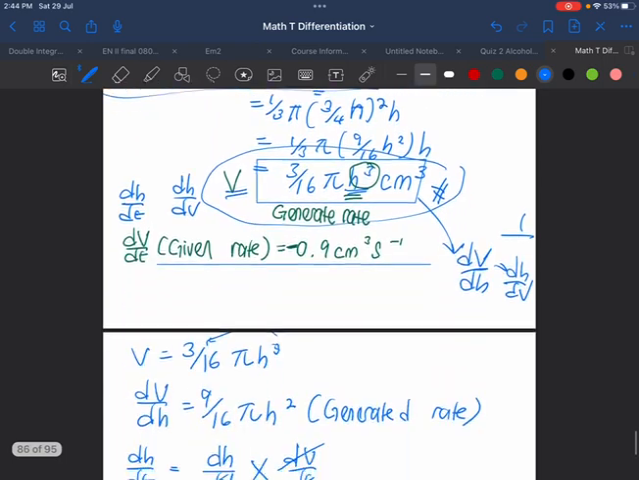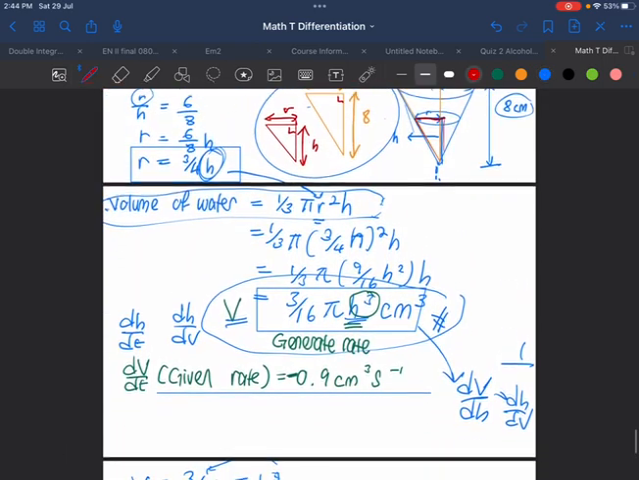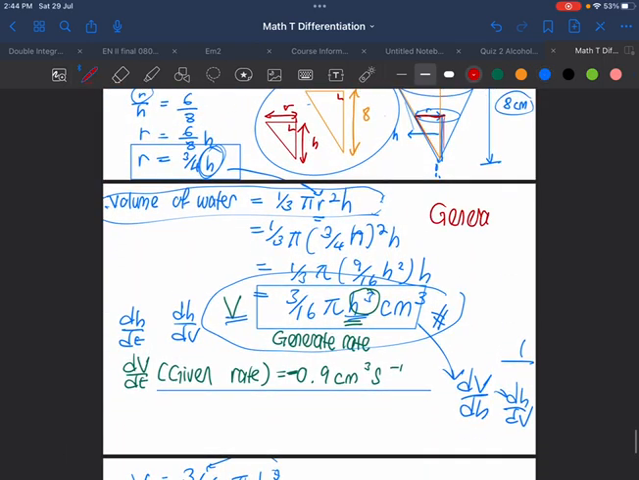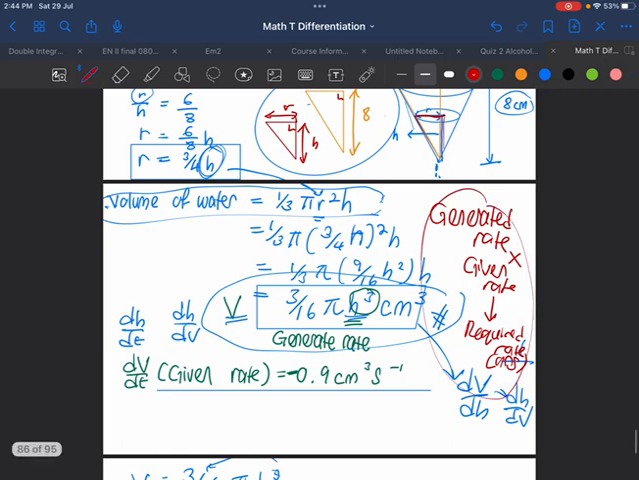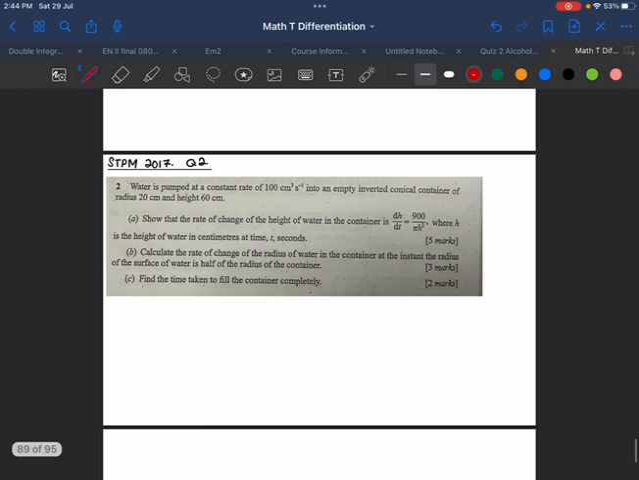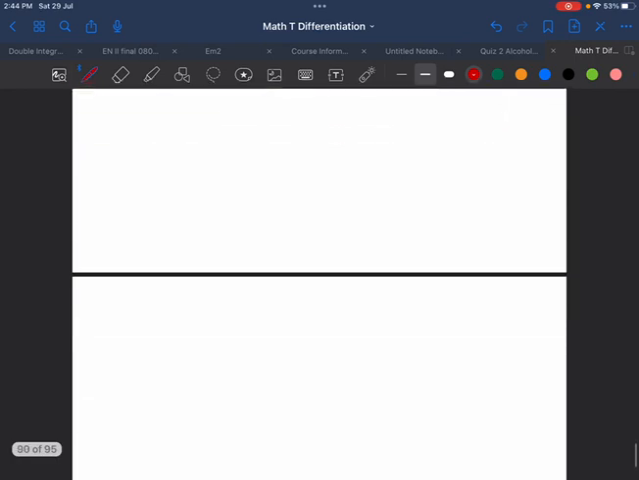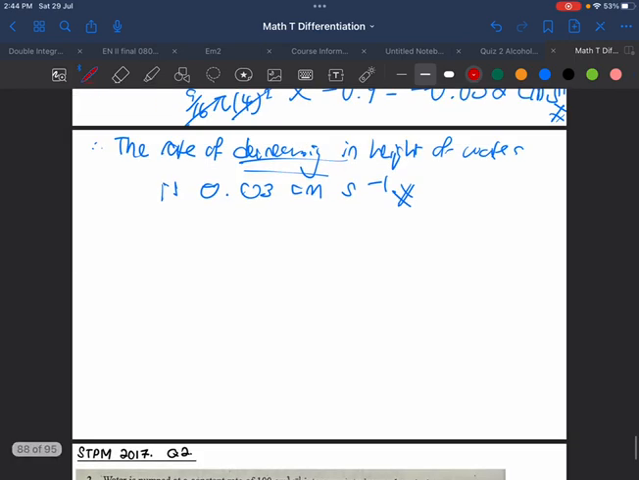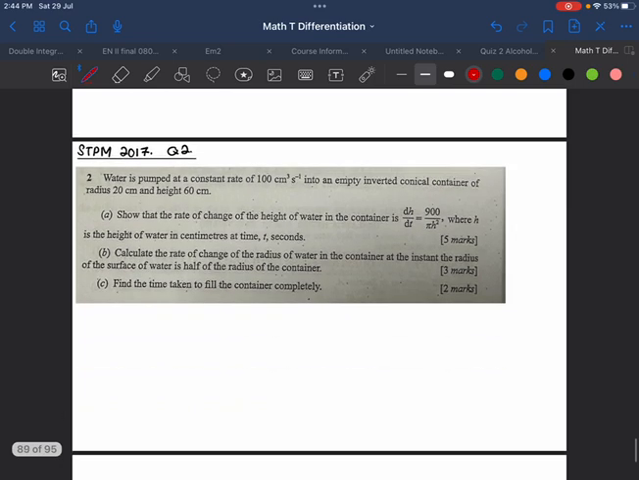We must always find the general rate ourselves, and the question will give a given rate. When we multiply or divide them, we will get the required rate. That is the answer. So here is the strategy for how we solve rate of change problems. I think I will explain the STPM question in the next video, and I will explain some further extra knowledge questions that are very hard questions.